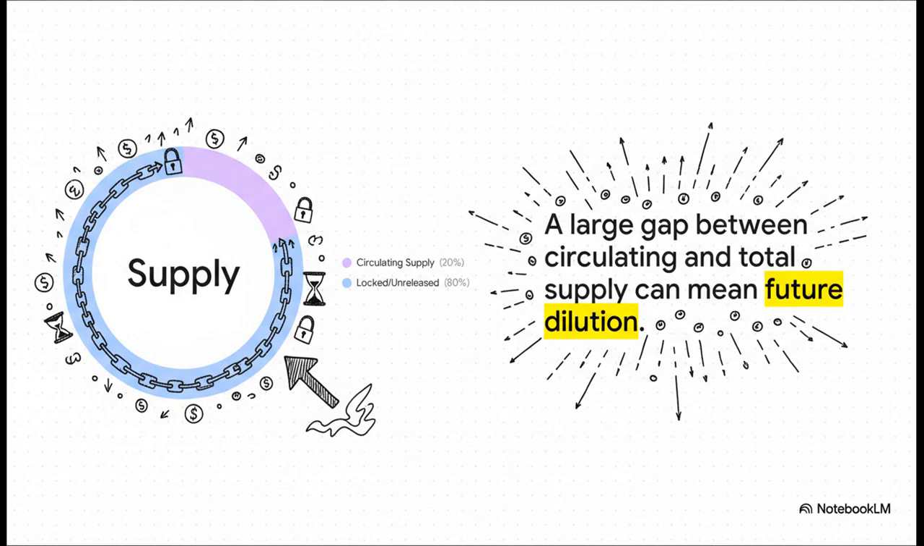Yeah, this visual here really drives the point home. You see that little slice? That's what everyone is buying and selling today. But that massive remaining piece, that's all potential selling pressure down the road. It doesn't mean it's a bad project, not at all. But it means you've got to investigate their token release schedule.